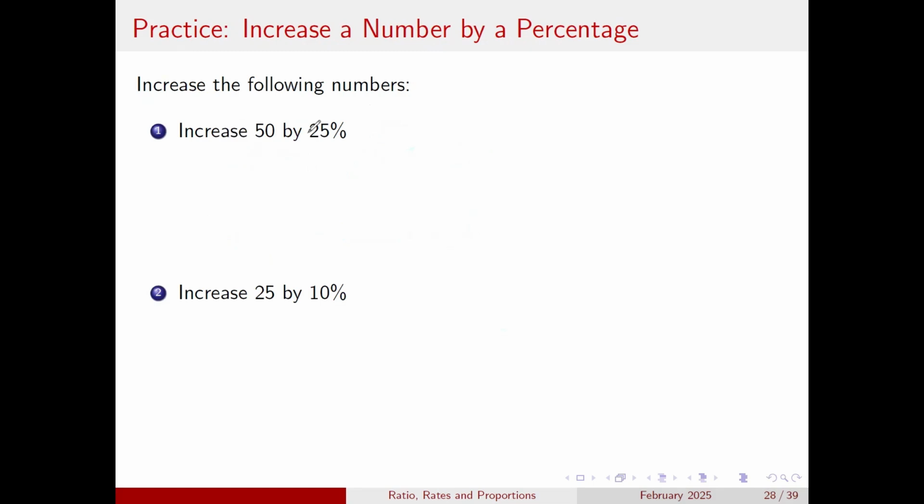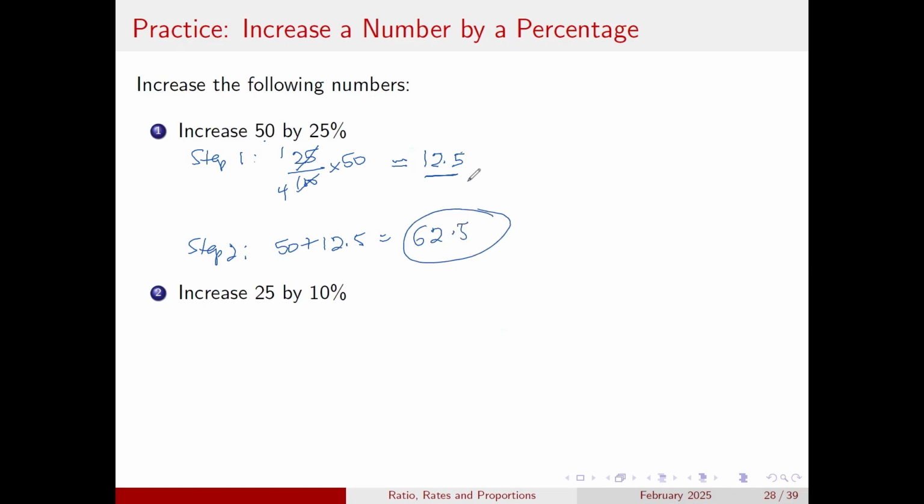Increase 50 by 25%. So step 1, let's find 25%. 25 over 100 times 50. 25 goes in 100 four times, and 50 divided by 4 is 12.5. So this is the amount of increase, okay? To find the new value, step 2, add 12.5 to 50, and that's giving us 62.5. So this is the new value after you have increased 50 by 25%.